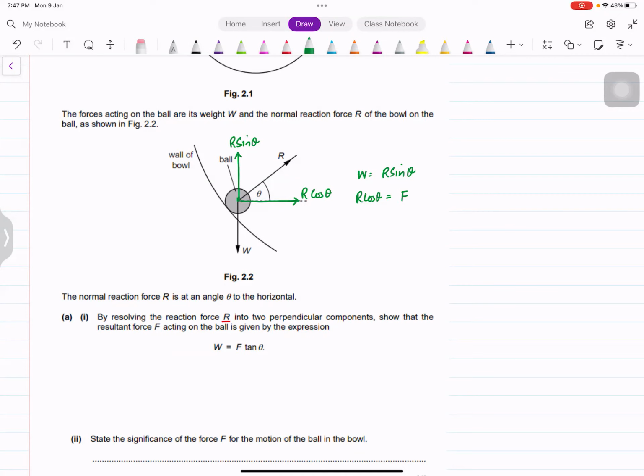Now, if you look at it, there's no R in this expression. So I would like to put this R into here. To do that, I need to make R the subject, so it will be R equals F over cos theta. If I put it there, then W equals F over cos theta times sine theta, right? Now, there's a math identity: sine theta over cos theta is tan theta. So from there, I can write W equals F tan theta, and now it is proved. Understood?